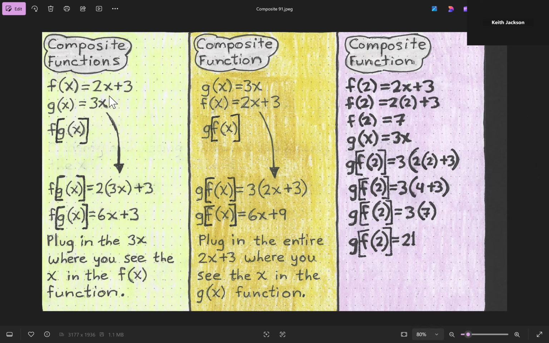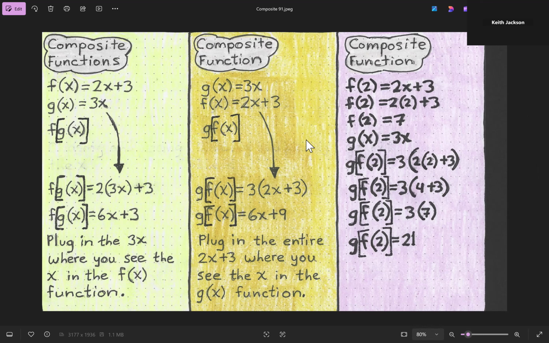And to finish it out, we're just going to distribute this 2 across the 3x. And so we're going to get 6x plus 3, because we have 2 times 3x, plus that 3 at the end. So now we have 6x plus 3. All we did again was plug in that 3x wherever we saw an x.